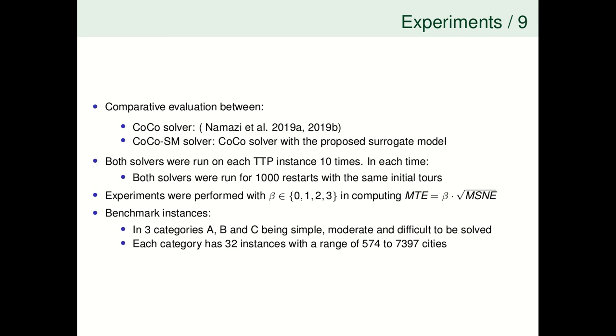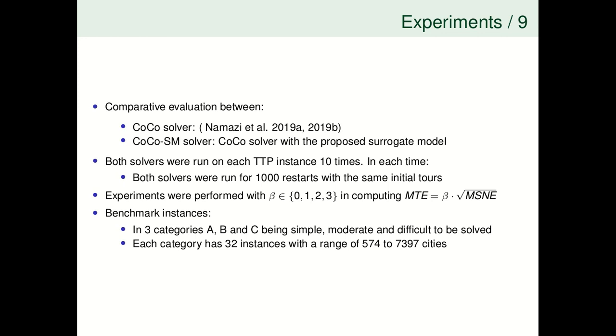In experiments, we did a comparative evaluation between COCO solver, which is our proposed state-of-the-art TTP solver, and COCO-SM, which is the same solver with the proposed surrogate model. Both solvers were run on each TTP instance 10 times. Each time, both solvers were run for 1000 restarts with the same initial tours. Experiments were performed with 4 different values for the beta parameter in computing MTE, or maximum tolerable error value.